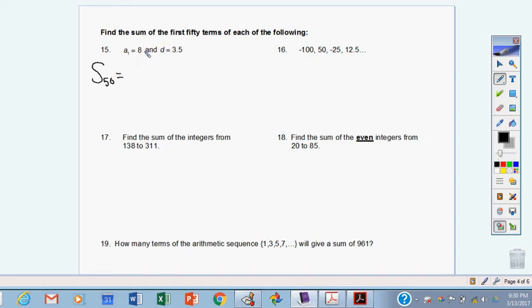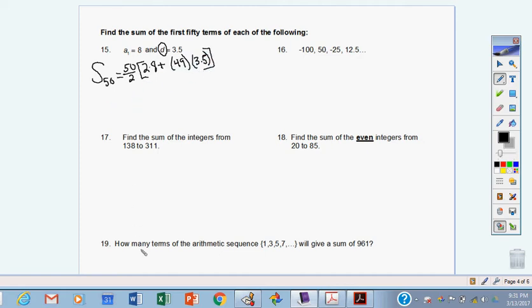Since I have a d value and I have a first term, I've got basically everything I need. And boom, right there, that means arithmetic. Common difference means arithmetic. So 50 divided by 2. I take 2 times my first term, I add to that n minus 1, so that would be the 49, and then I would multiply by my d value of 3.5.